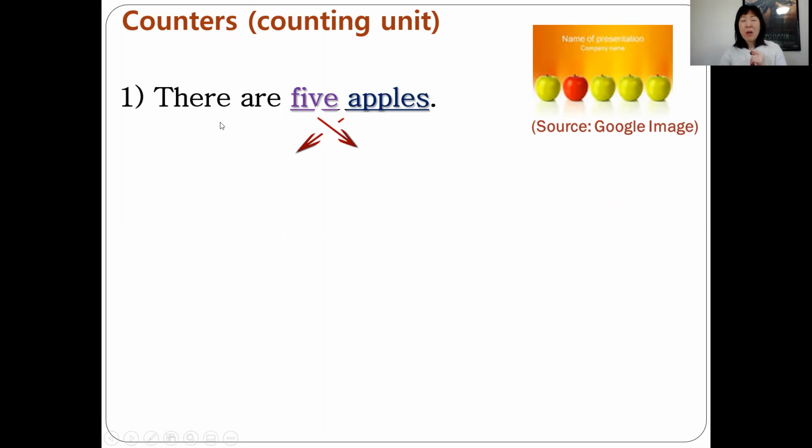In English, there are five apples, let's say. Then in Korean, five is 다섯 in native Korean numbers. Apple means 사과. 사과 다섯. In English, it's only five apples, but in Korean, 사과 다섯, and then we add the unit 개. This is a counting unit. This is what we call a counting unit.